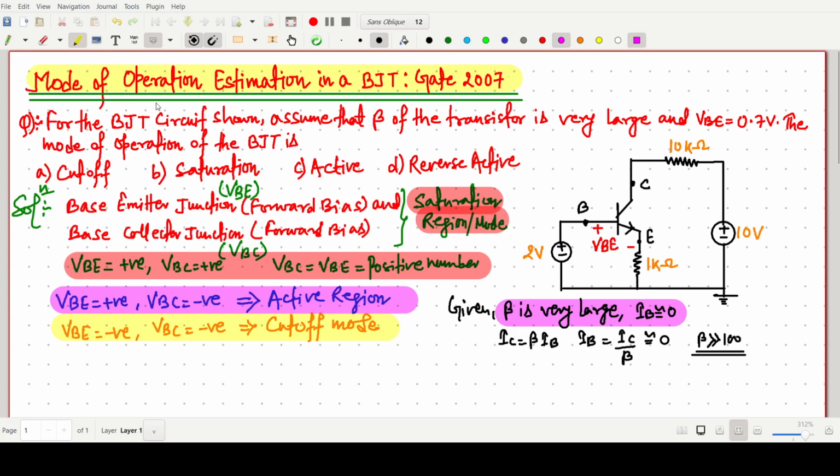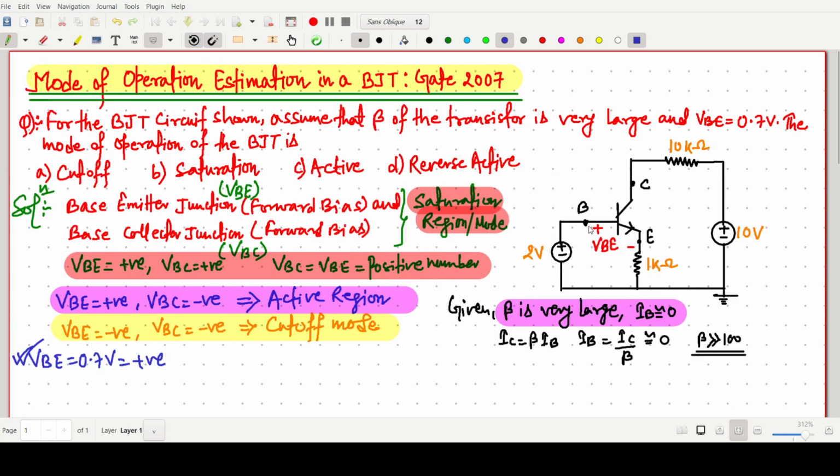So when beta is very large, we have to neglect the base current. This thing is given, and the other thing given is the base emitter voltage. Everyone knows VBE is 0.7 volt. The VBE value I am writing here: VBE is 0.7 volt, so VBE is clearly our positive value.